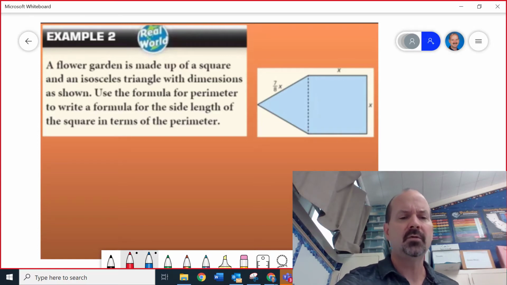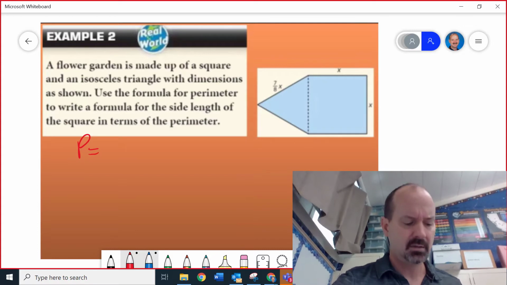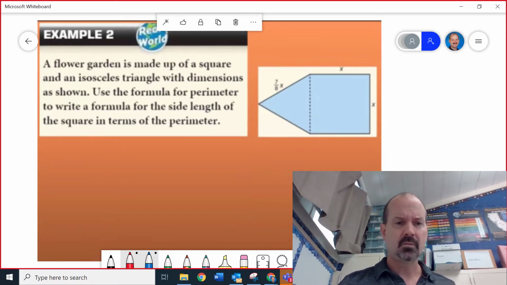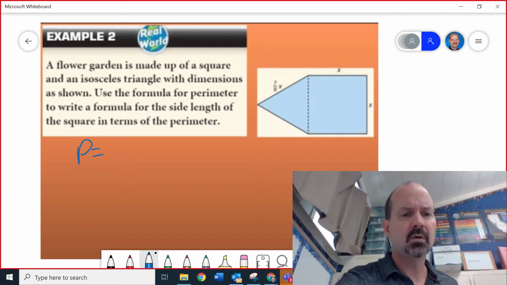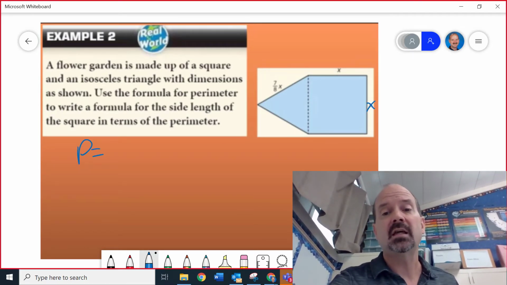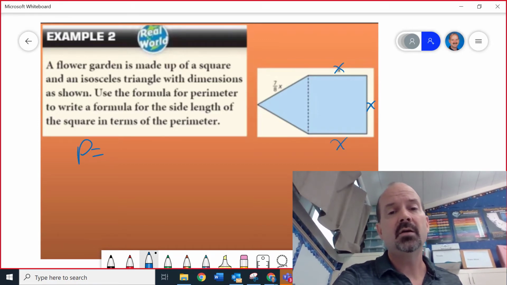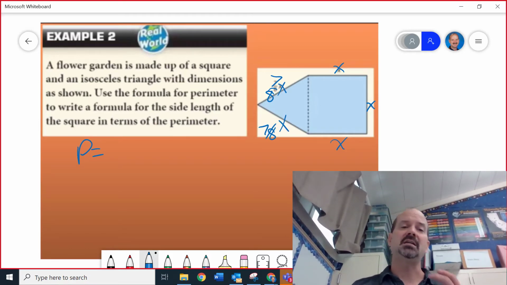You know the formula for perimeter? It's P equals, and is it hard to see that red? Let's use blue. So P equals, and we're going to add up all these sides over here. So we have an X on this side, and an X there, and an X on the bottom still. Over here you have 7/8 X, and over here you have 7/8 X, because that's why they have to say it's an isosceles triangle, because those two sides match.